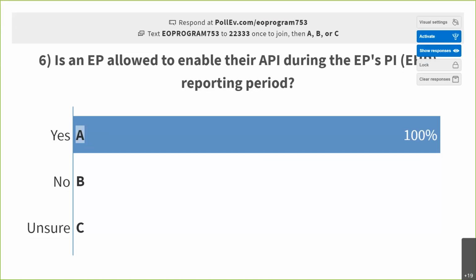So just keep in mind that even though the EP can enable the API during the PI reporting period, it's best to just make sure it's enabled ahead of time. If you have questions about that, feel free to reach out to Access or Health Current. I can even answer some questions at the end of this presentation about that. We want to make sure you meet the requirements of the program and that you're prepared ahead of time. Next slide.